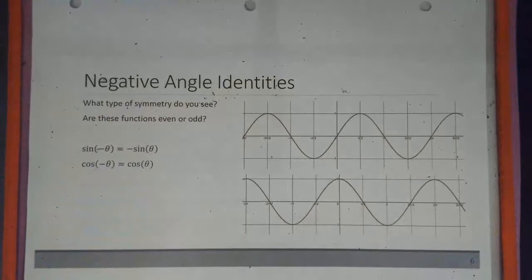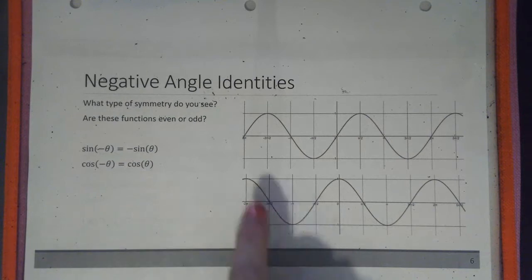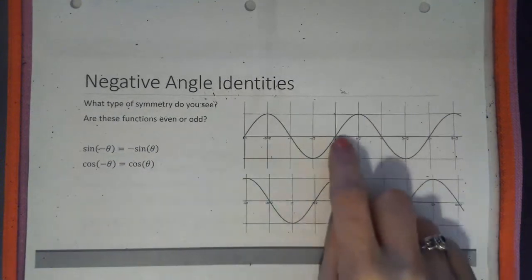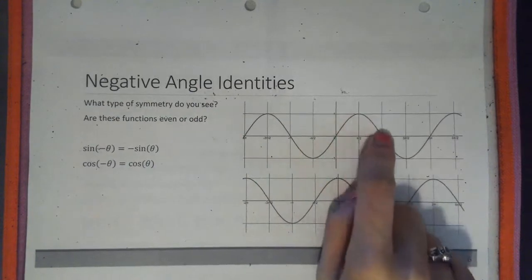There are a couple of things I want to point out about sine and cosine, and one of them is that I want you to look at the negative angle identities. So we want to see what sort of symmetry there is with our sine and cosine graphs. The first graph that we're looking at is sine. You can tell because we start at the origin and go up.